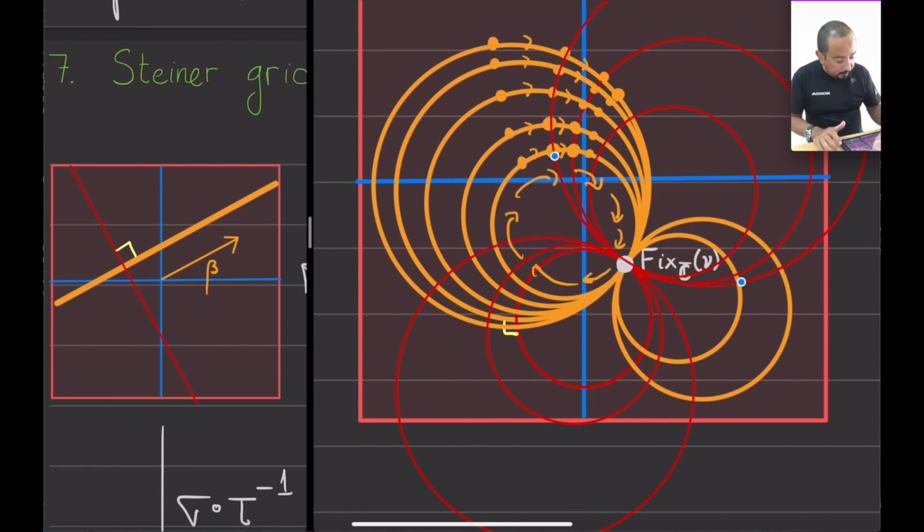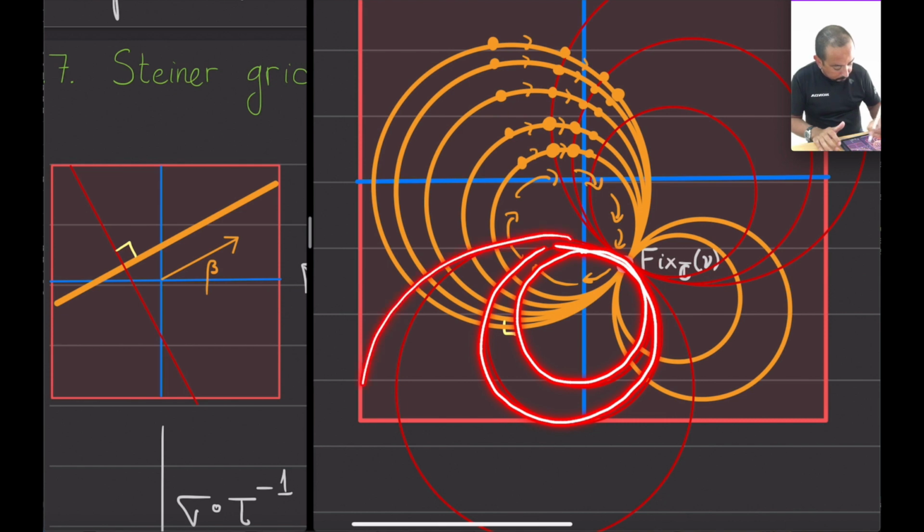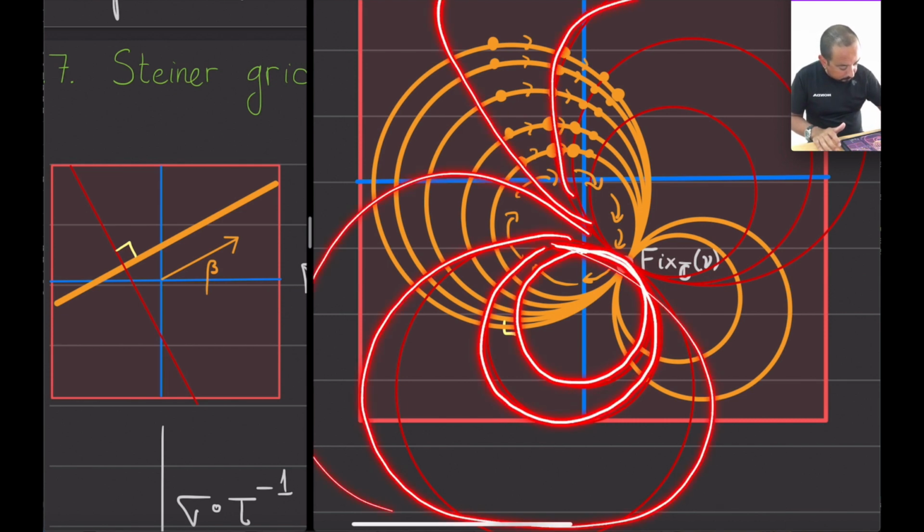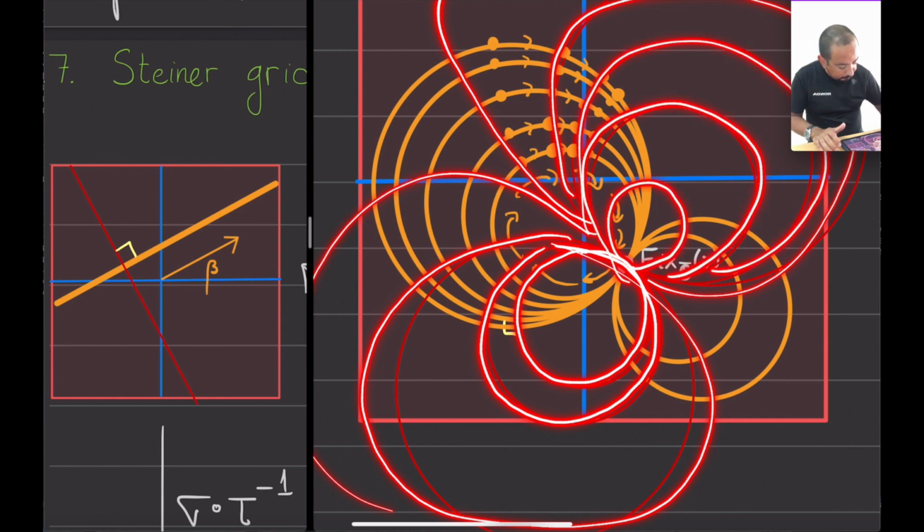So for instance, when you start applying this, this one goes first here, and then goes to another, and then goes to another, and then goes to another, etc. And then it ends up converging again to the fixed point.